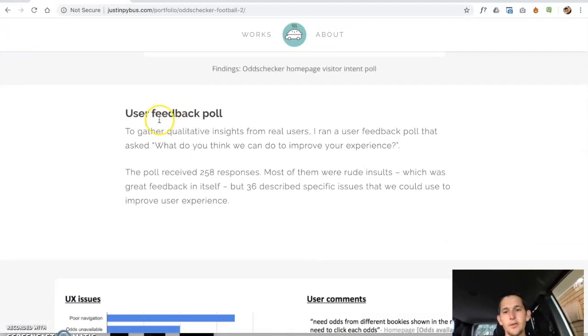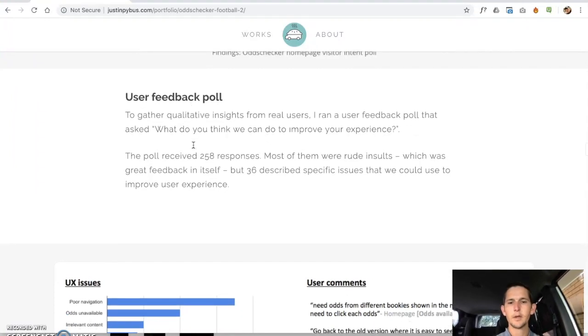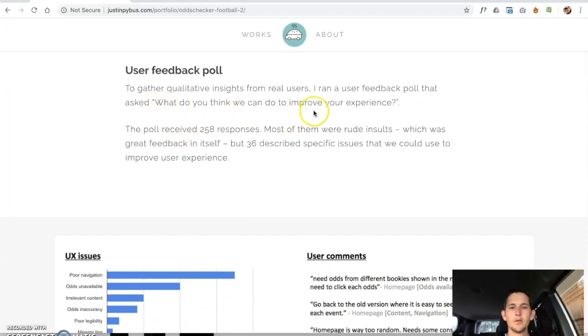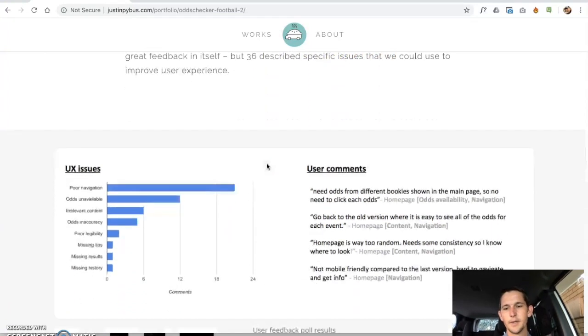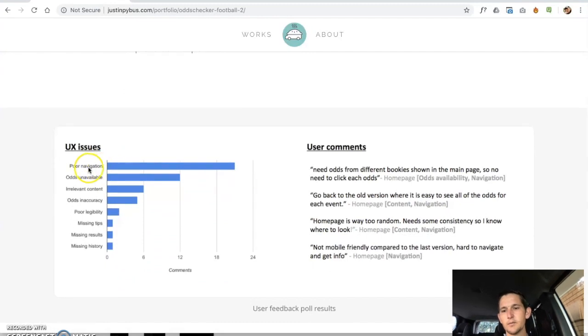We also ran a feedback poll, just with an open text field on a little pop-up that came up on the website, and that allowed people to write in how they thought the website could be improved. So we asked them, what do you think we can do to improve your experience? We got 258 responses. A lot of them were rude insults, which is quite common, but it's kind of indicative as well. But the biggest thing here was poor navigation, that they couldn't get the betting odds, and the content was irrelevant.